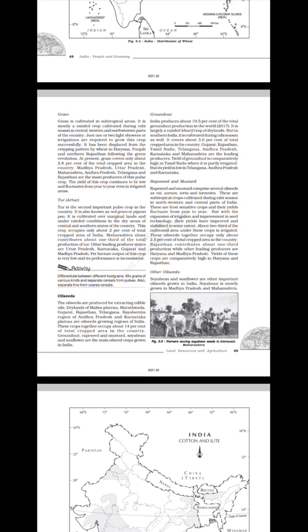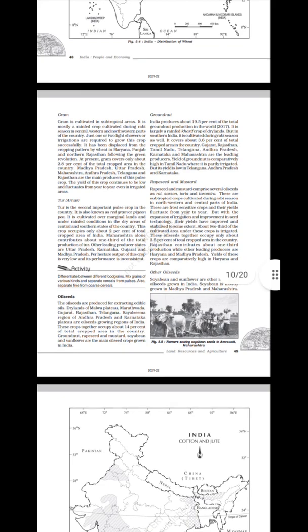These oilseeds together occupy only about 2.5% of total cropped area in the country. Rajasthan contributes about one-third production, while other leading producers are Haryana and Madhya Pradesh. Yields of these crops are comparatively high in Haryana and Rajasthan. Other oilseeds, soybean and sunflower are other important oilseeds grown in India. Soybean is mostly grown in Madhya Pradesh and Maharashtra.